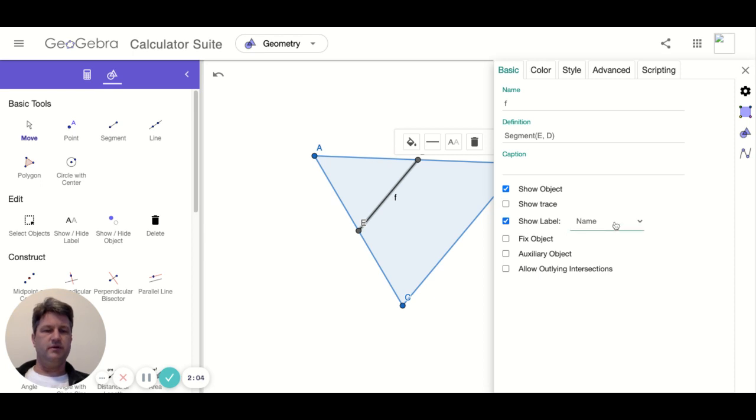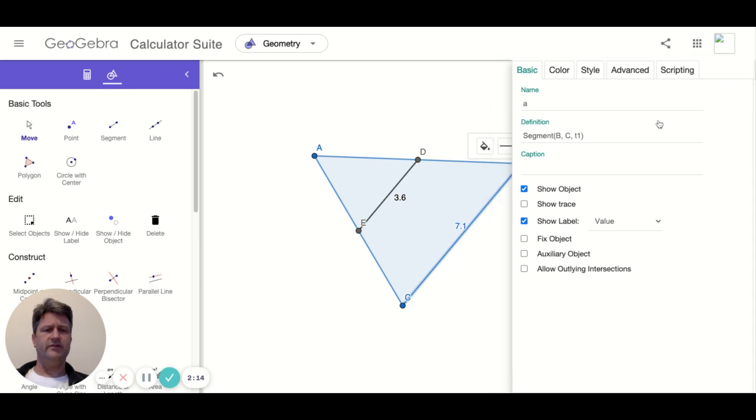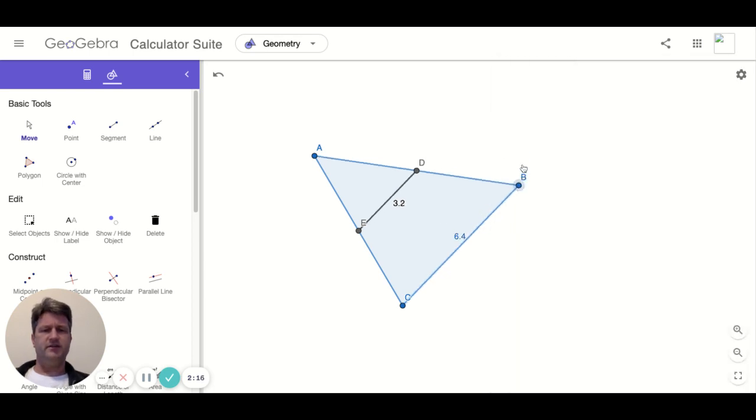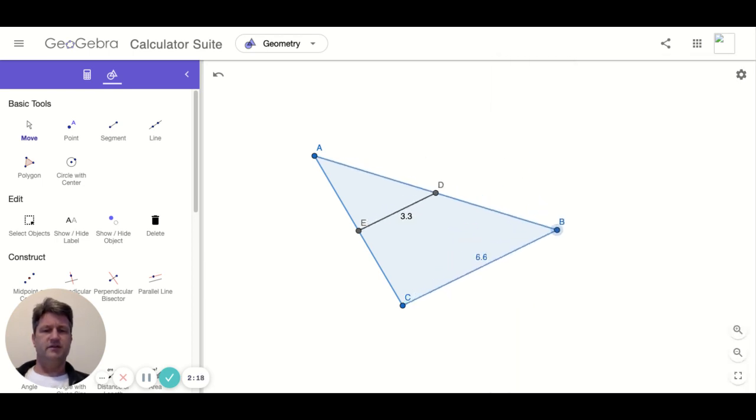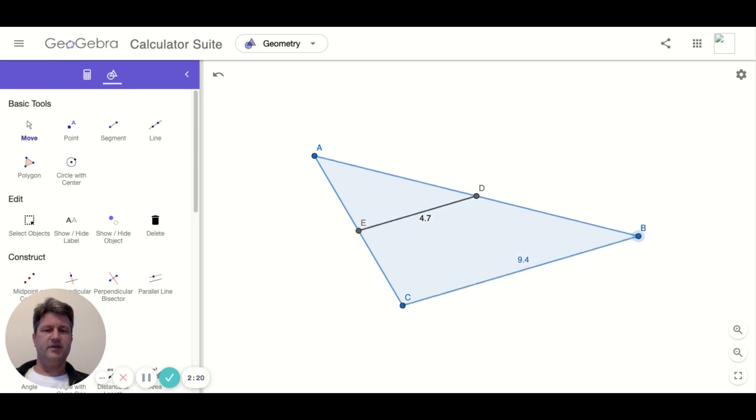Show label, and I'm going to show the value. So 3.6, there we go. And I click on this one, and I set the value, which is actually the length, 7.1. So, and I assume that's just a rounding error. So if I move stuff around, notice how these things stay parallel, and 10 and 5.